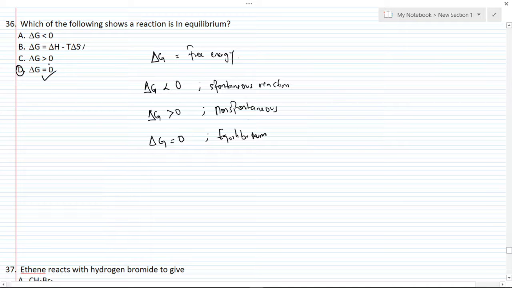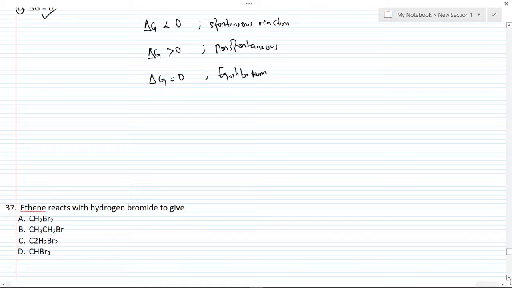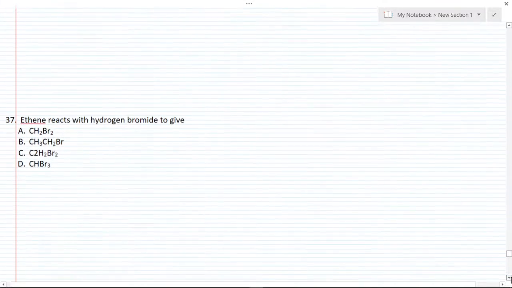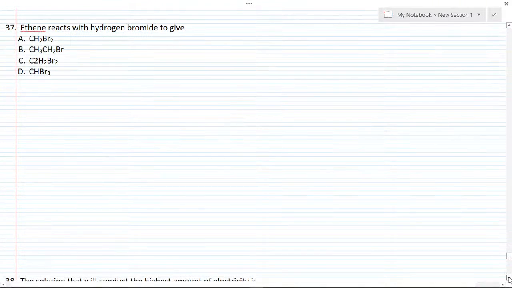Moving on, question 37. Question 37 says ethene reacts with hydrogen bromide to give: A, CH2Br2, B, CH3CH2Br, C, C2H2Br2, option D, CHBr3. So first off, let's draw the structure of ethene.